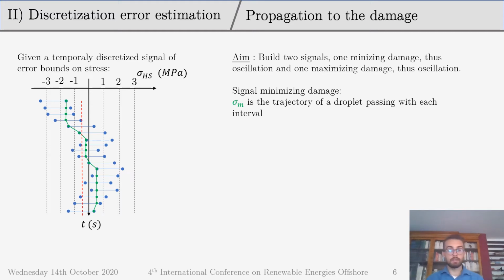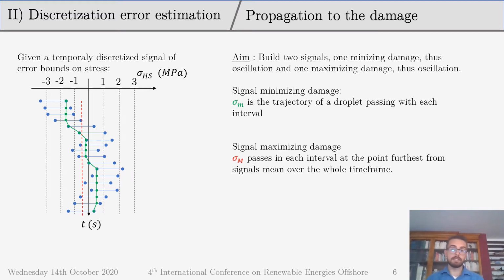And so the second signal is maximizing damage, and to do so, we first compute the mean of the FEM solution over the whole time frame. Then we choose the signal maximizing damage as sigma m, passing in each interval at the point furthest from the signal's mean over the whole time frame. So this is the signal in red.